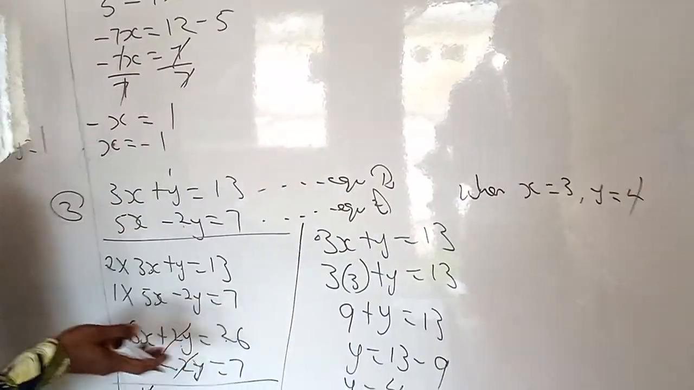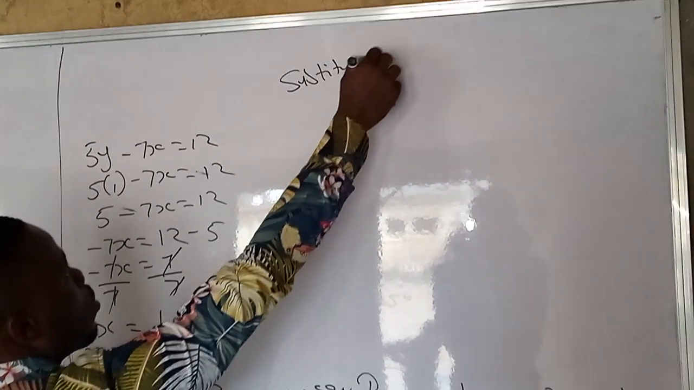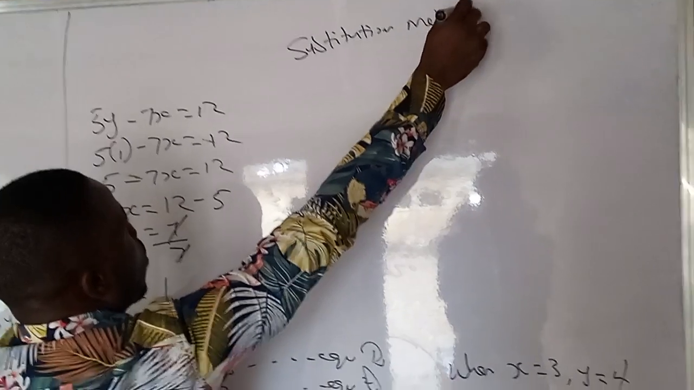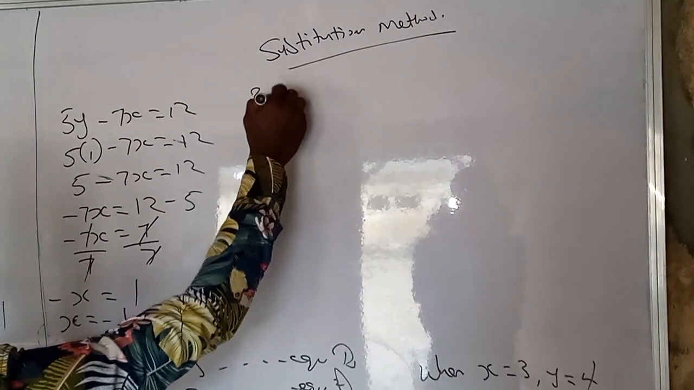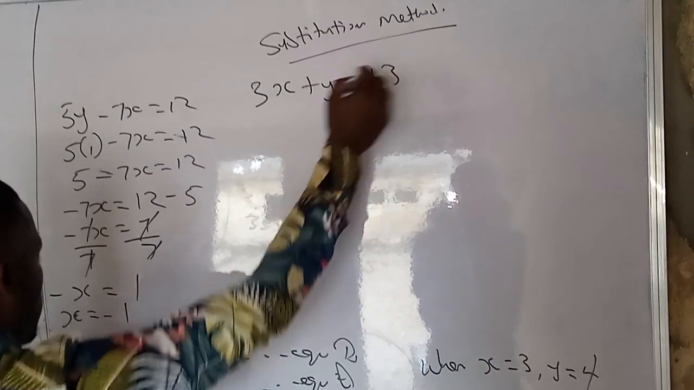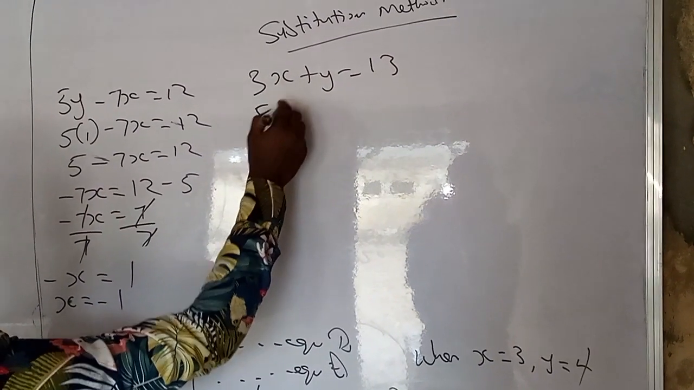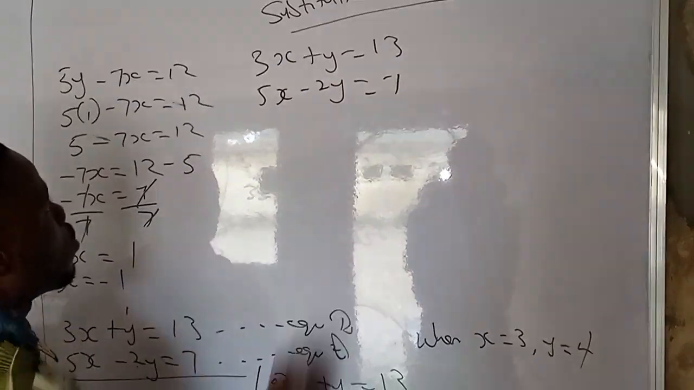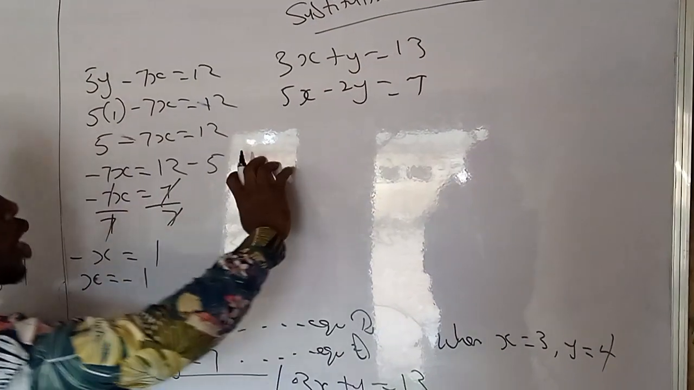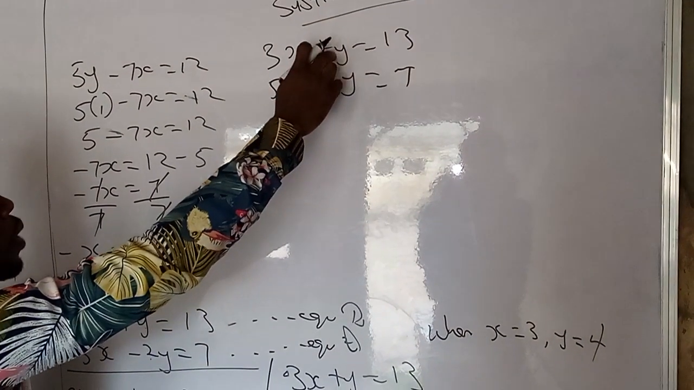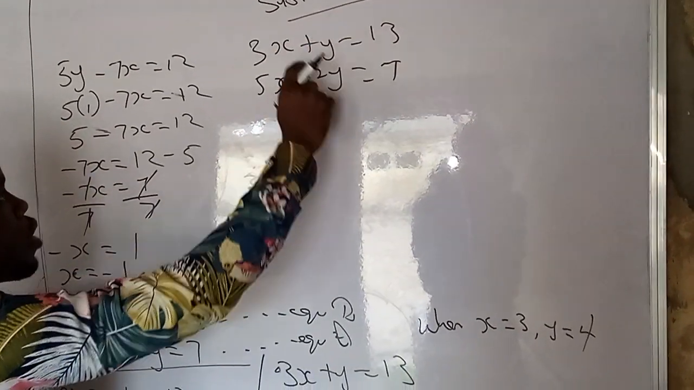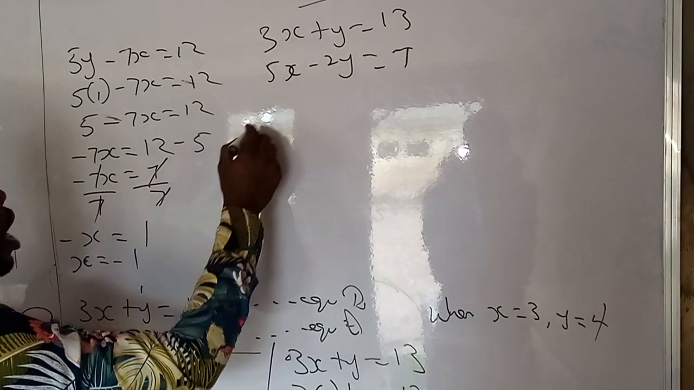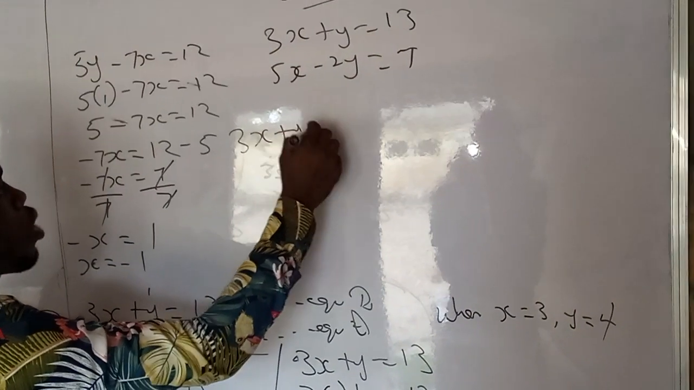So if we are to solve this in the substitution method, we have 3x plus y equals 13, and we have 5x minus 2y equals 7. In the substitution method, the first thing we are going to do is pick a single variable. You can see that out of these equations, this is the only one that has a single variable. So I'm going to bring this down: 3x plus y equals 13.